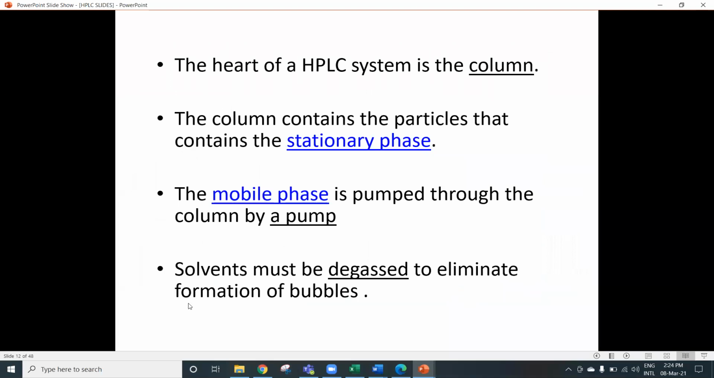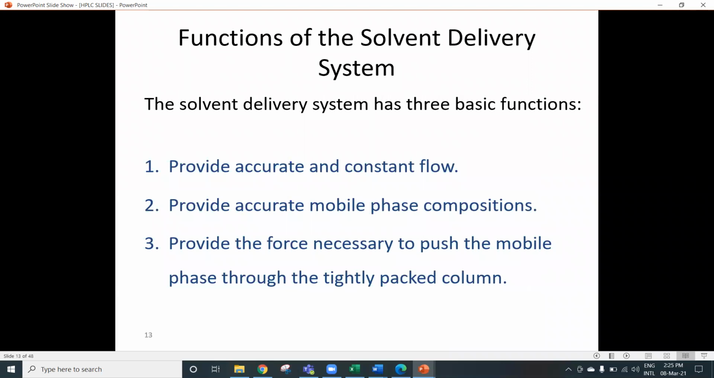And like I mentioned before, the solvents must be degassed, so that you don't want bubbles formed in your stationary phase. So the solvent delivery system has three basic functions. You want to have a reproducible separation. So the solvent delivery system will provide an accurate and constant flow, because you have to monitor the flow rate. If you are pumping your mobile phase at 1 ml per minute, the interaction of your analyte will be different from when you are pumping it at 0.5 ml per minute.